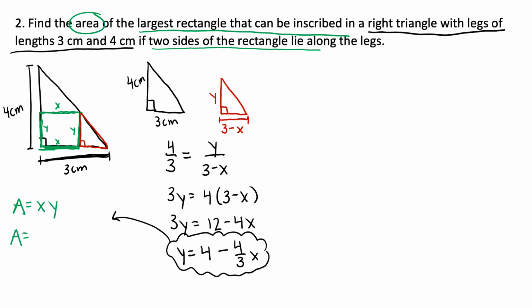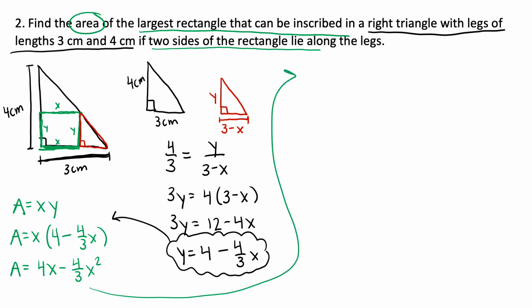So we have our area equals x times, let's plug in what we found as y, 4 minus 4/3 x, and then distribute our x. So we have area equals 4x minus 4/3 x squared. So there's the area equation that we want to maximize. To do that, we're going to take the derivative. So I'm actually going to jump over here.